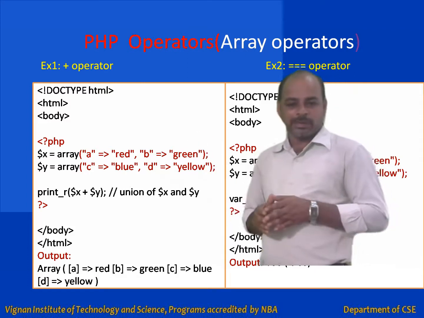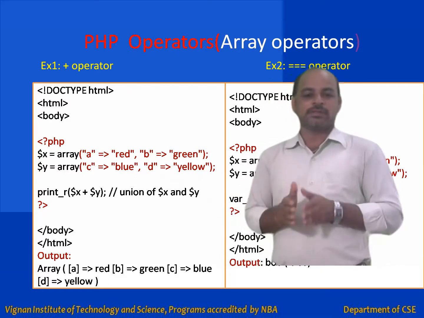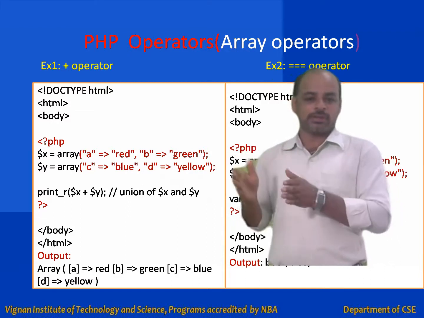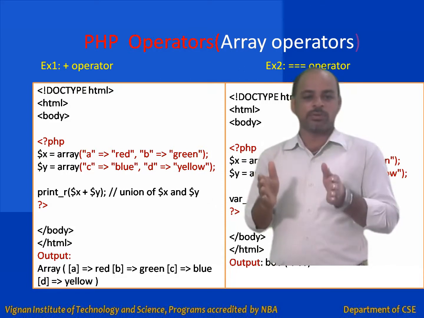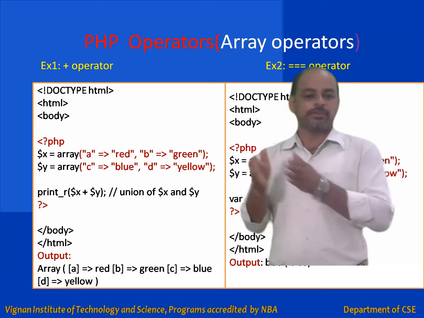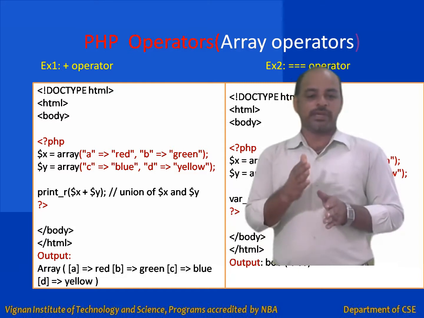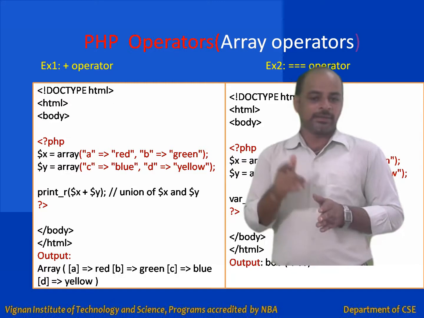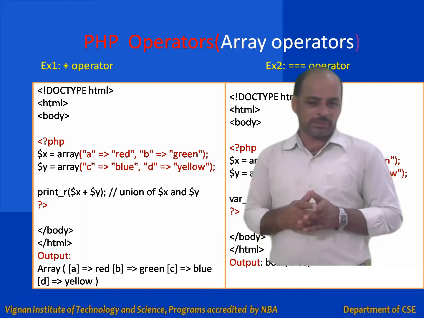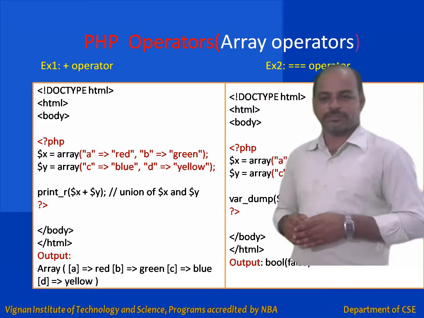So finally we have the print_r function. Basically print_r is a predefined function which is used for displaying arrays here. So print_r of $x plus $y is nothing but the union operation of array X and array Y, and the resultant elements will be displayed. You can see in the output, array of A implies that A is an index and red is an element. B is an index, green is an element. C is an index, blue is an element. D is an index, yellow is an element. Likewise the array will be printed.